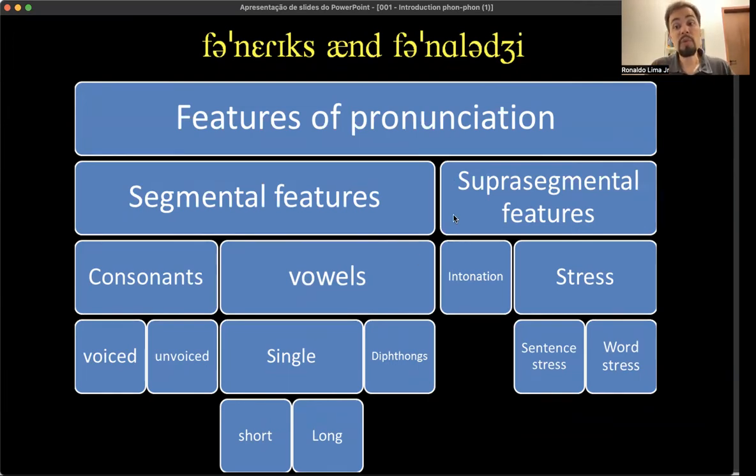And there are also suprasegmental features or prosodic features, such as intonation, which has to do with the melody of the language, and stress, which has to do with emphasizing certain parts. And within stress, we can talk about sentence stress and word stress. We're going to talk about other features of connected speech, such as putting sounds together, losing sounds, changing sounds, and so on. This is a general overview of what these manuals, these books usually cover.